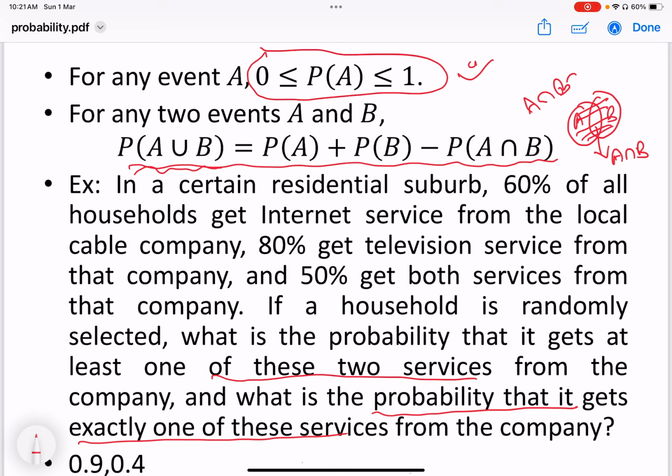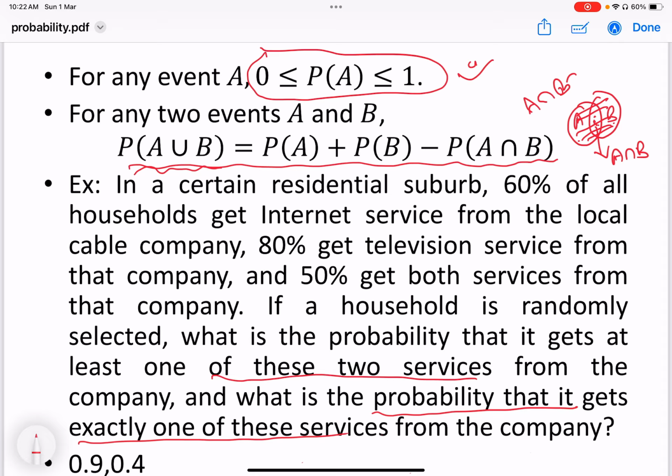So probability of A, probability of B, and we need to see if I write probability of A, then this part is counted, probability of B, this part is also counted. So this part is counted two times. We need only one time, so we are subtracting probability of A intersection B. So let us take one example.